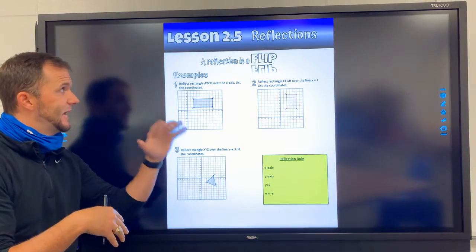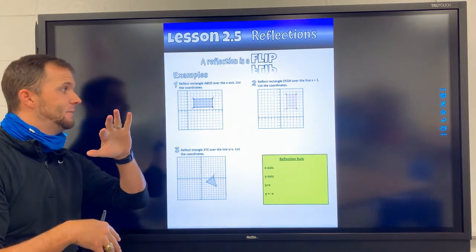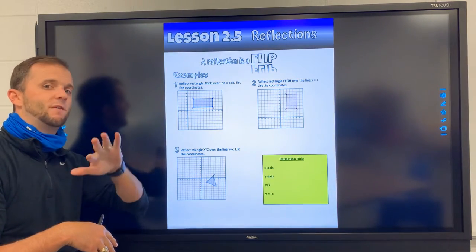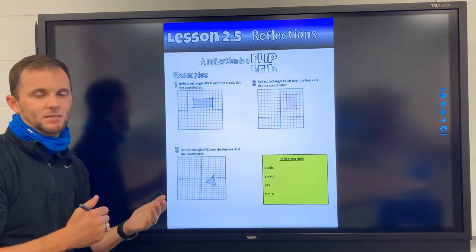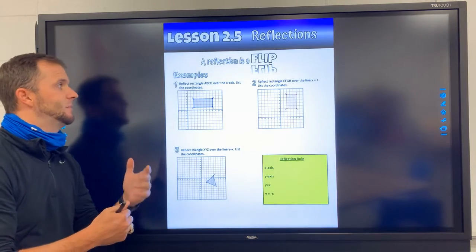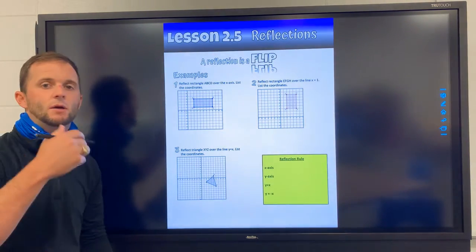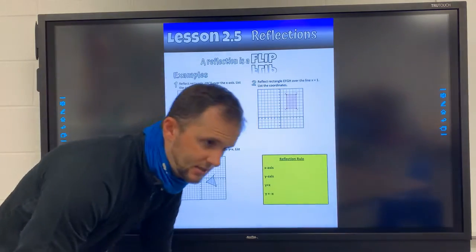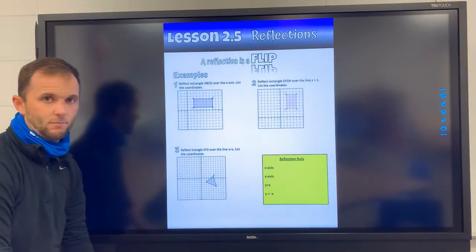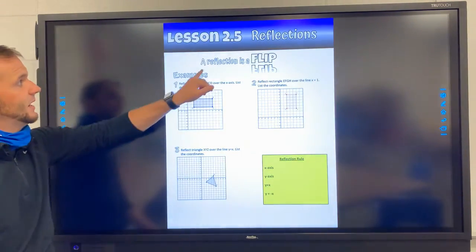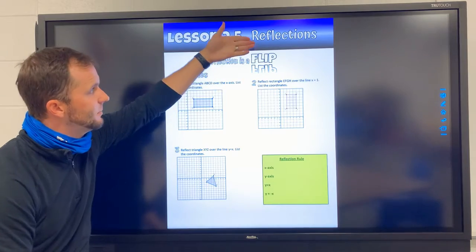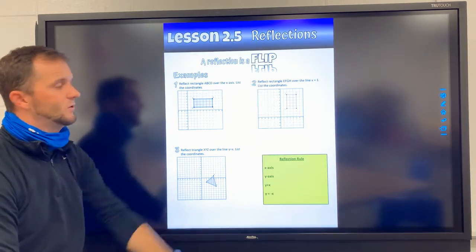We're basically going to take a shape, or a point, and we're going to be reflecting it over a line. I'm going to show you how to do it physically, and then I'm going to show you how to do it algebraically, so you can do it simply in that form. Let's get started. Again, a reflection is a flip. You're seeing the flipped image of what's going on there.